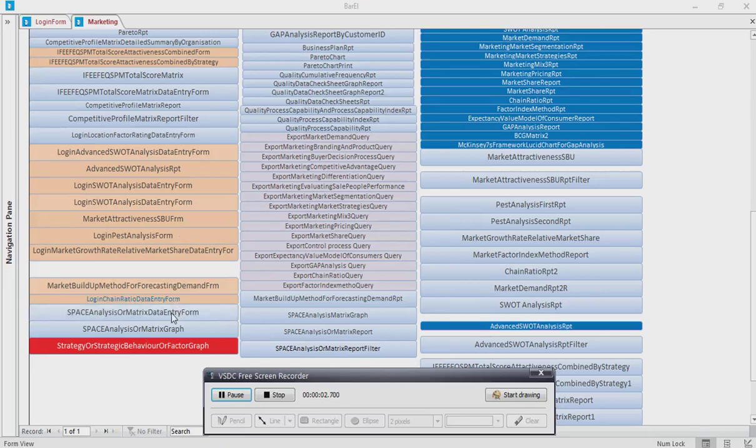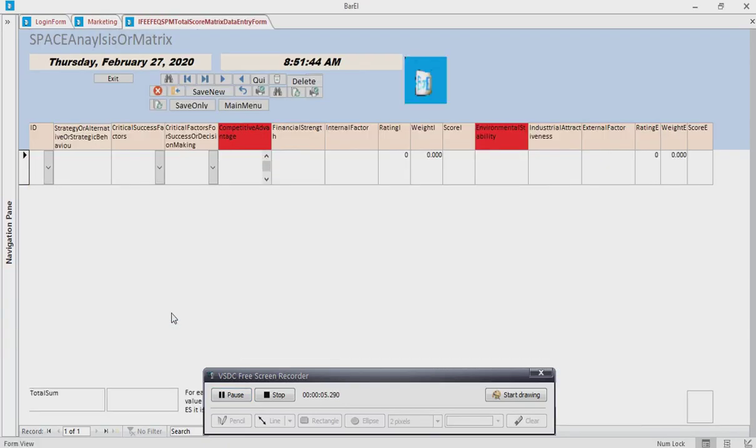In a moment, I will demonstrate how to use the SPACE analysis or matrix in the software. Space analysis is an analytical tool used in strategic management and planning. SPACE is an acronym for Strategic Position and Action Evaluation. It examines the internal and external environment so as to come up with a proper business strategy for an enterprise. There are two criteria for the external environment, namely environmental stability and industry attractiveness.